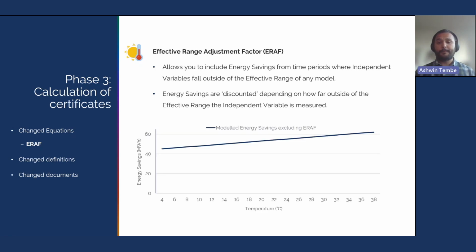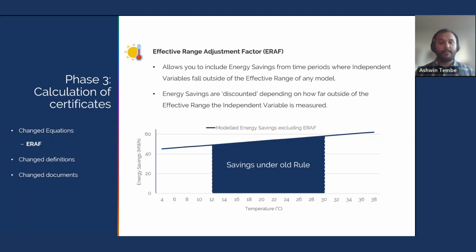So, for example, let's say this is your model, with the x-axis being your independent variable, your temperature measurements, and the y-axis being the energy savings that your model predicts. Your model's effective range might look like this. Under the previous rule, you'd only be eligible to claim these savings, so savings where your temperature fell between these particular points. And you couldn't use time periods where your temperature was above 30 degrees or below 12 degrees.